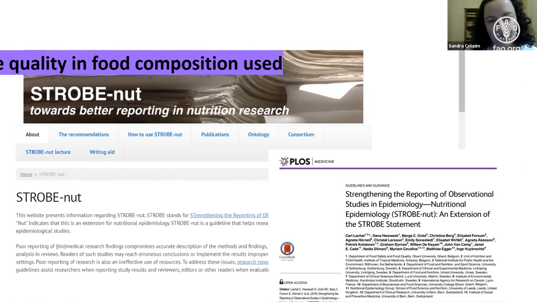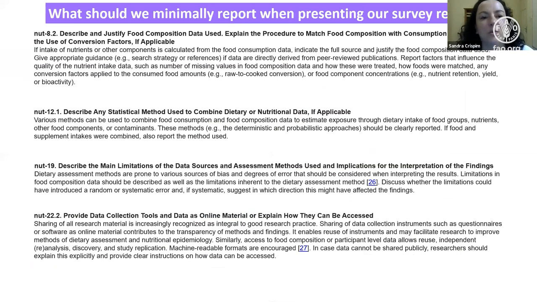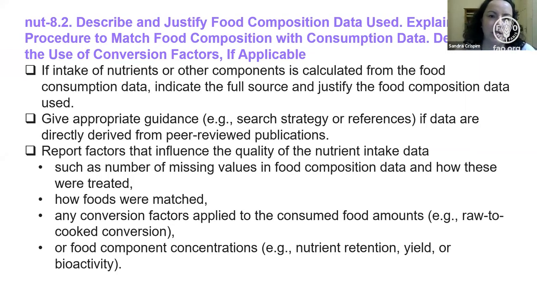Here's a bit cut, but because I was asked to talk about how data quality is used, I would also like to stress that although we don't have evaluation systems in place to assess what we are using, there are some guidelines, specifically from STROBE-nut, released in 2016, which give us some guidance on what we should minimally report when presenting our survey results. Specifically related to food composition data, we have four guidances. The first one is a very interesting one, which suggests we describe and justify the food composition data used, explain the procedure to match food composition with consumption data, and describe the use of conversion factors.